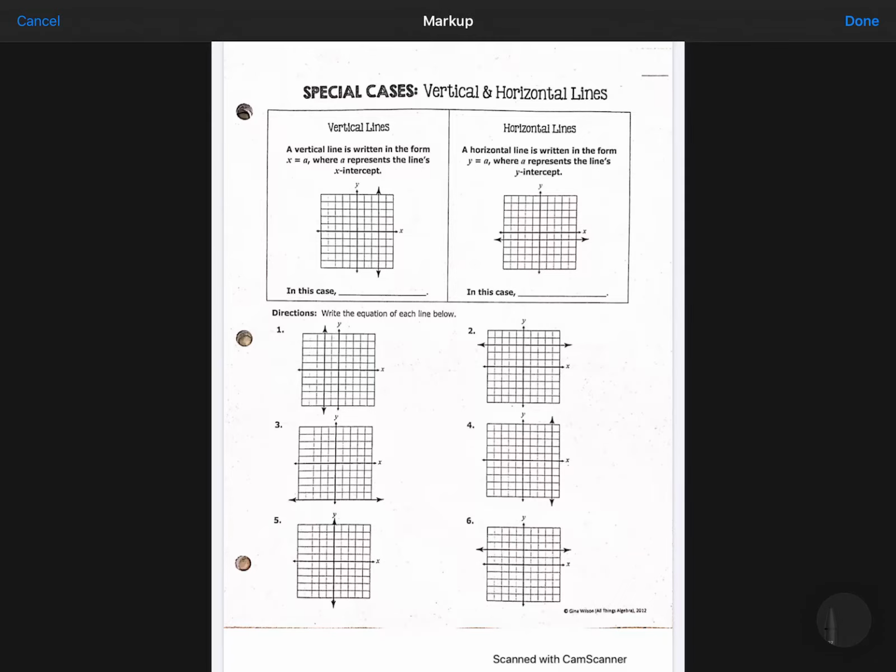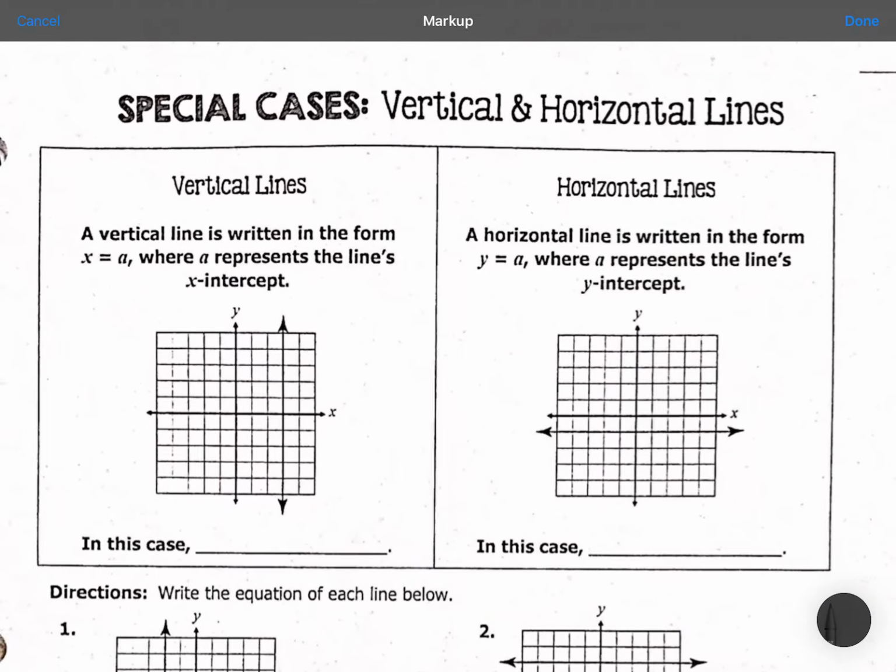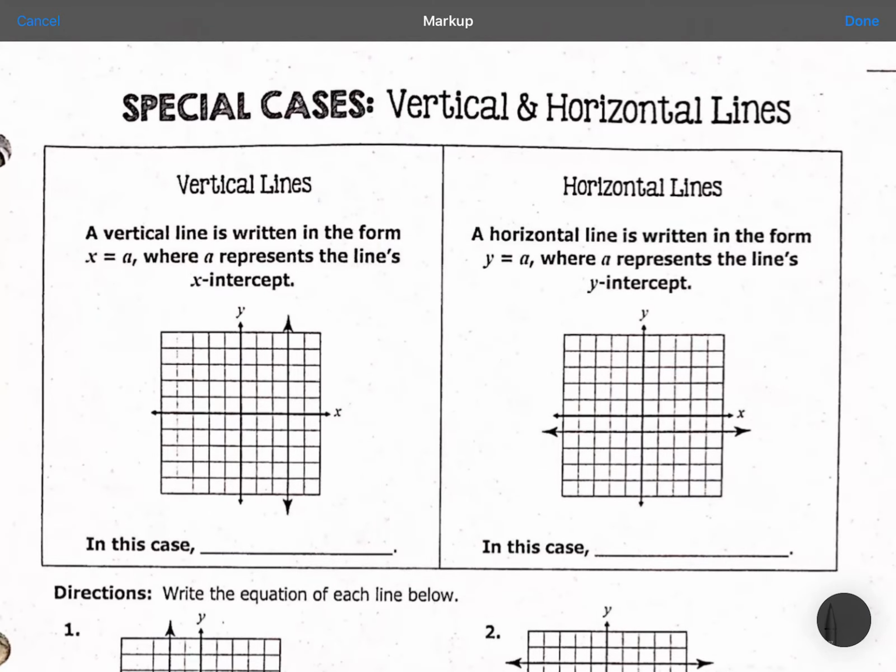Right, if you would, find the worksheet that was given in class called Special Cases, Vertical and Horizontal Lines. Today I'm going to show you the difference between the equations of a vertical and horizontal line, so that you can recognize them. You will be able to write an equation and, of course, graph the line correctly.